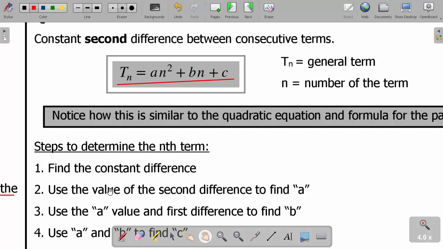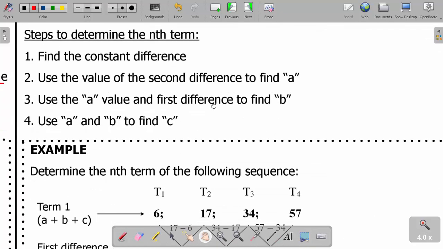Now the steps to getting the nth term or general term. What do you do first? First of all, you must find the constant difference. After that, what do you do next? Then use the value of the second difference to find a.